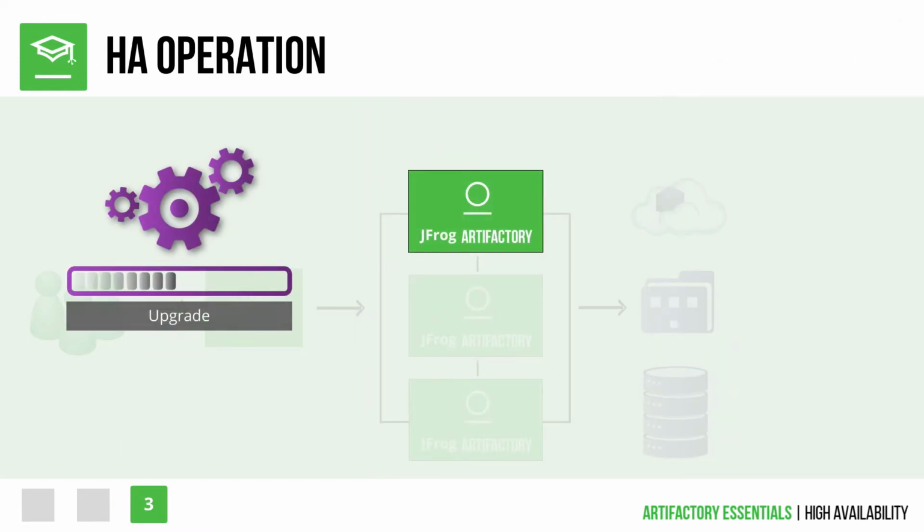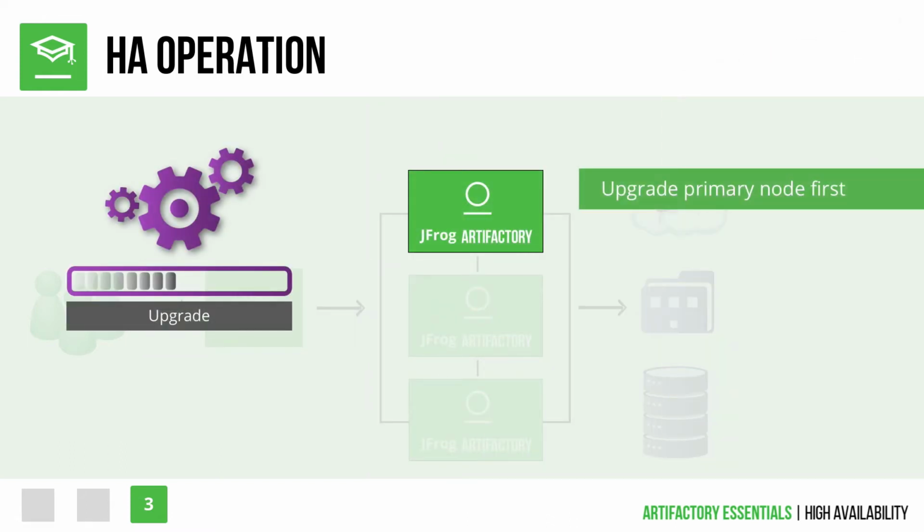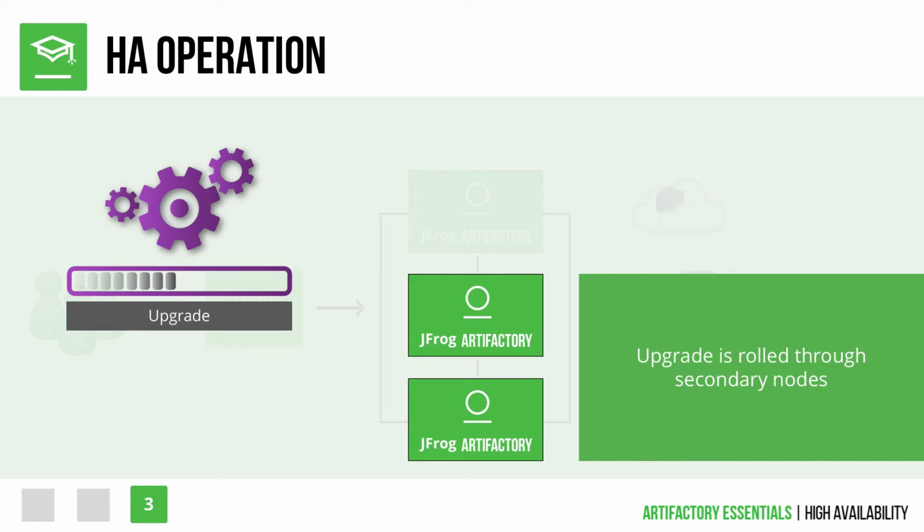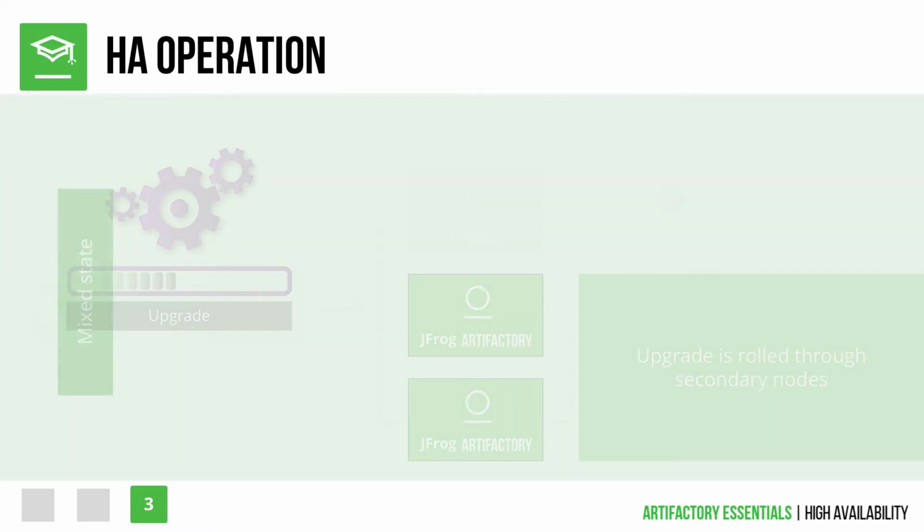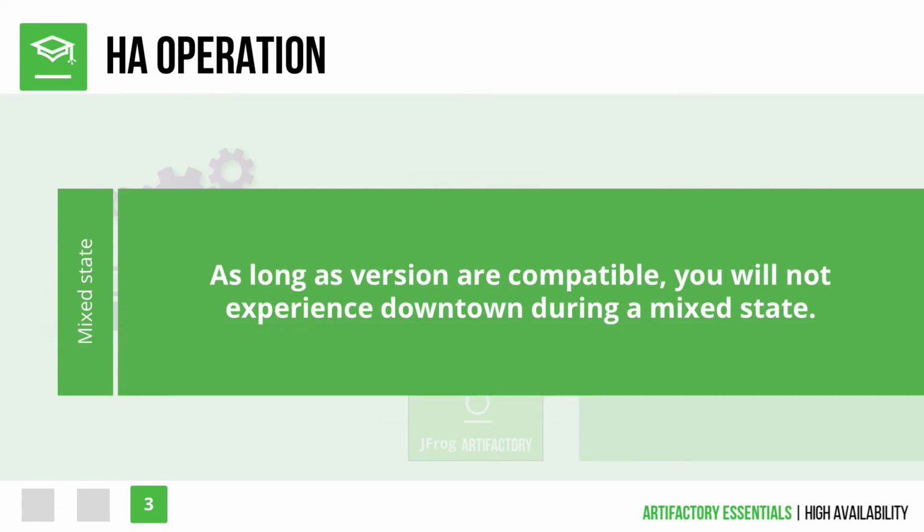When an upgrade is needed, you need to follow a specific process that requires the primary node to be updated first. This is required so that the database is updated and all compatible layers are maintained. Once completed, the update is then rolled through all secondary nodes. Through each step of the process, allocations are made for enough nodes to handle the load while one cluster member is upgrading. In general, when Artifactory is in a mixed state across different versions, as long as the versions are compatible, users will not experience any downtime during the upgrade process.